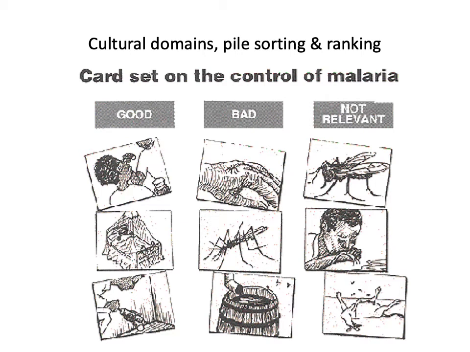Cultural domains, pile sorting, and ranking. In this presentation, I will discuss three other types of quantitative ethnobotany. Cultural domains, pile sorting, and ranking.